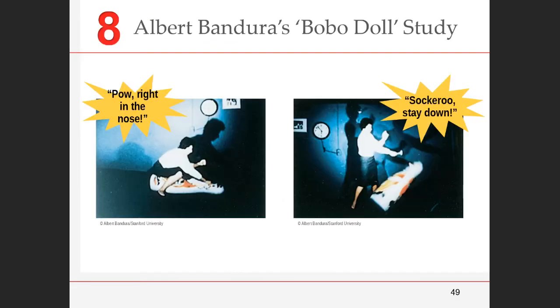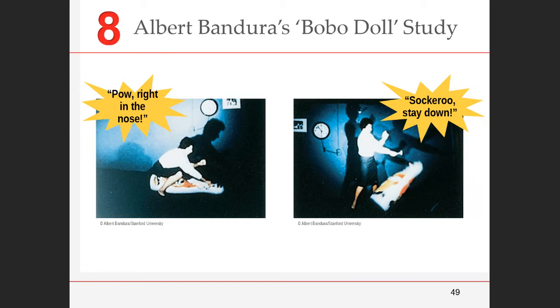So Albert Bandura had some research that was really well received, and it was very well done. He had children watch a filmed picture of a woman beating up one of those Bobo doll things that, if you punch it, comes back up again. And she said things like "pow" right in the nose and "suckaroo, stay down."